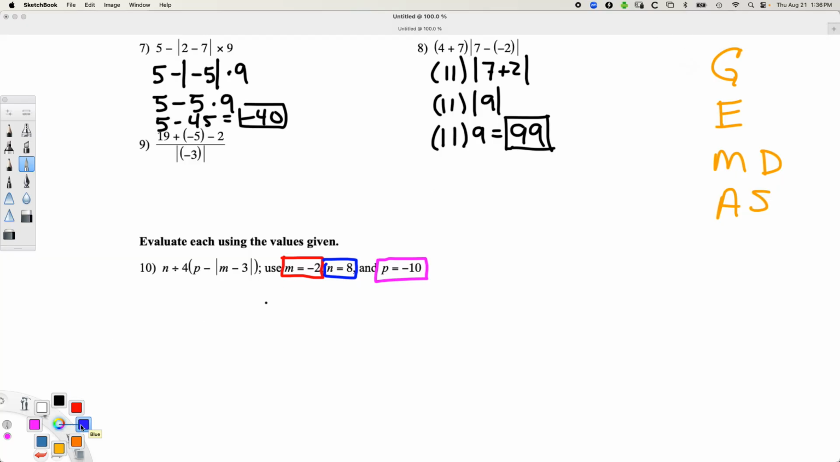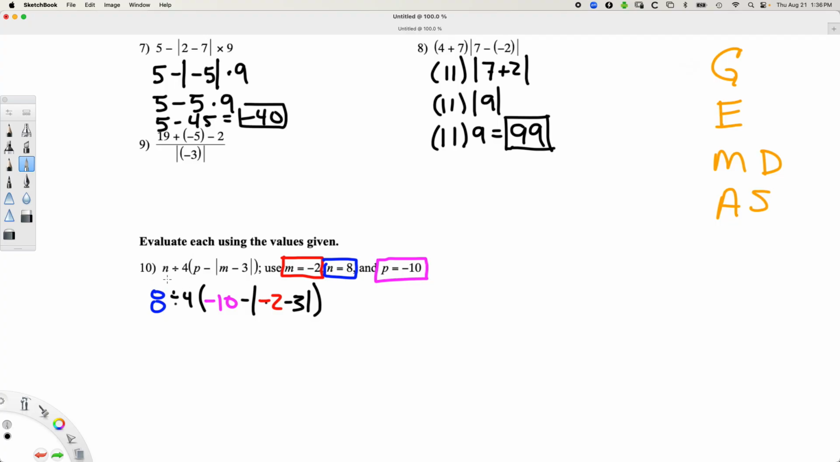So N we said was 8, so it's going to be 8 divided by 4. P is negative 10. So I'm just going to put in negative 10 minus M, which is going to be negative 2. Negative 2 minus 3. Boom.